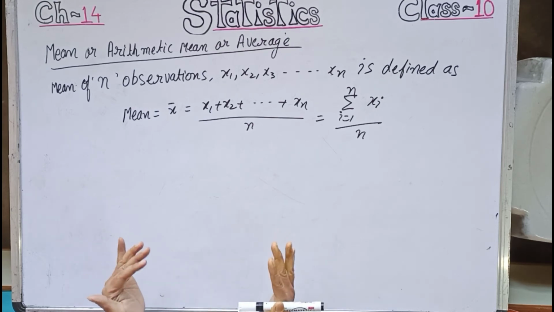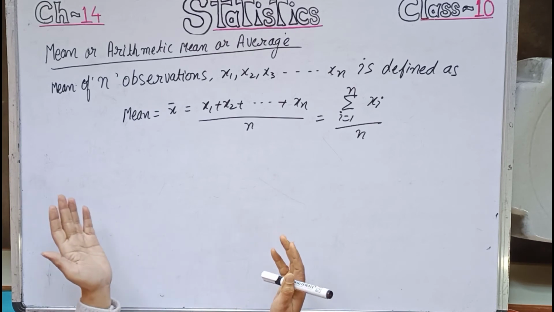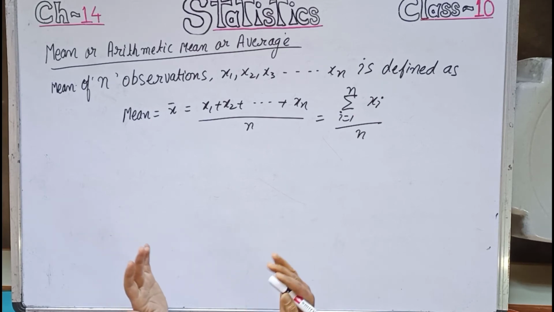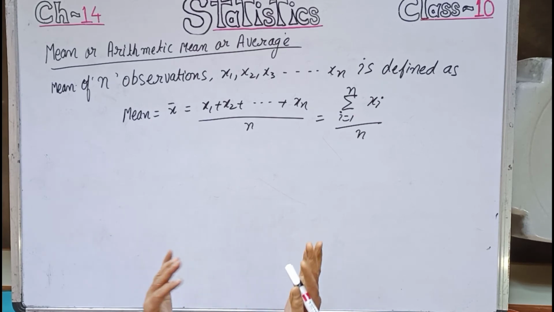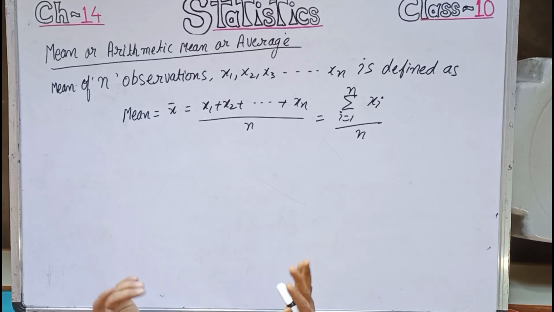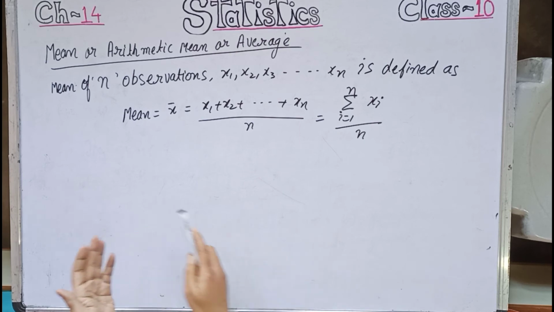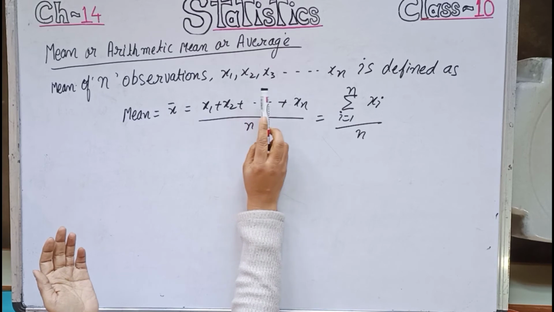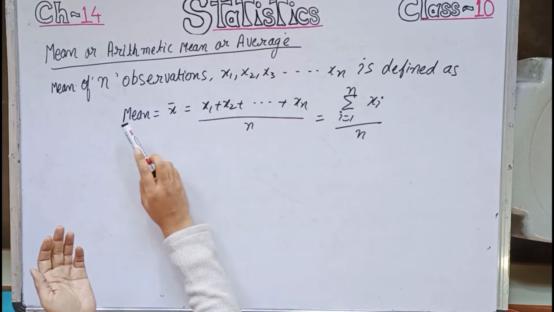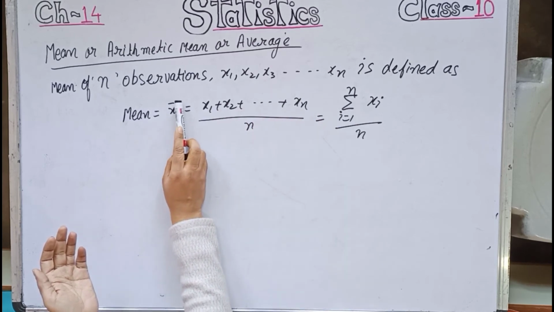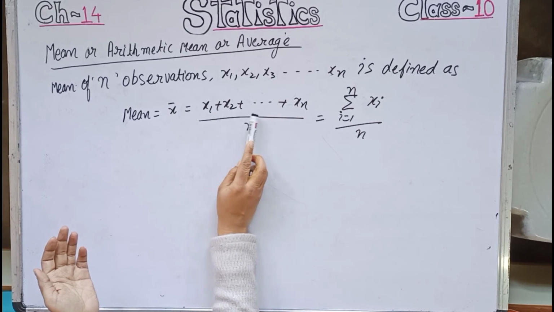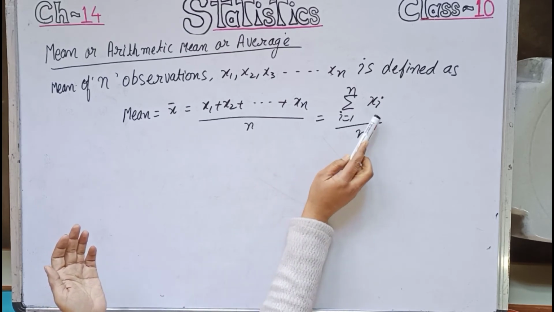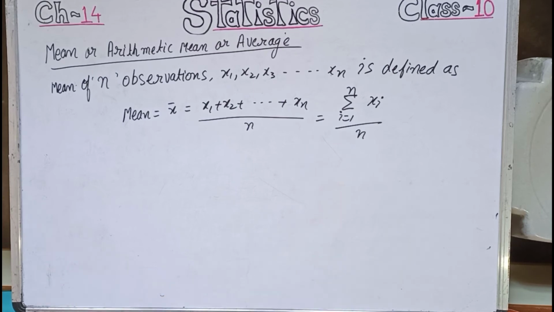Now right now we are doing mean. We have done mean for the ungrouped data. Mean for a set of observations is the sum of observations divided by the number of observations. So mean of n observations, if we write them as x1, x2, x3 up to xn, will be defined as mean equals x bar equals x1 plus x2 plus and so on up to xn divided by n, equals summation i equals 1 to n xi divided by n.